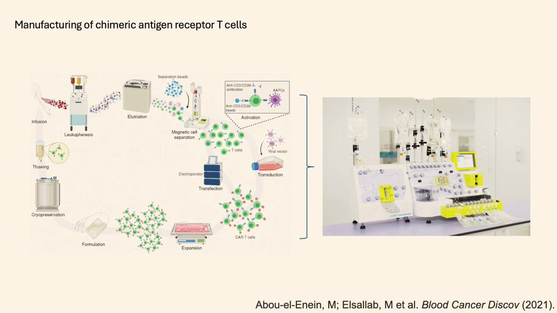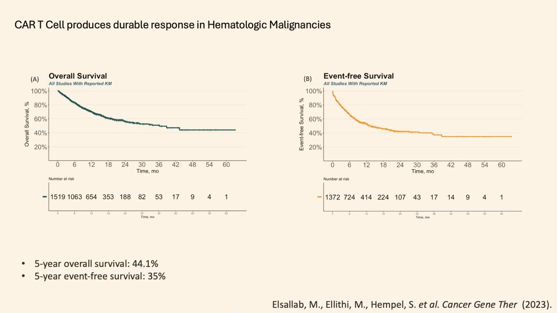Moving back to the outcome of the CAR T cells in hematologic malignancies, we see durable response in recurrent or relapsed ALL patients, and this is from a meta-analysis that we conducted. As we can see, the 5-year overall survival of patients with recurrent or relapsed acute lymphoblastic leukemia is 44.1%, and the event-free survival is 35%, keeping in mind that those patients usually had much lower survival rates on the standard of care.